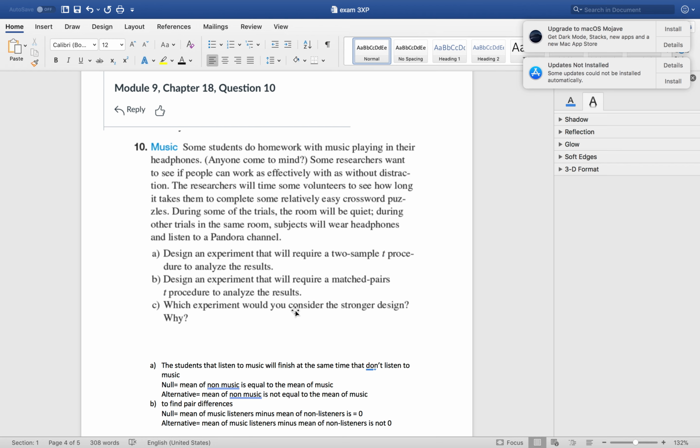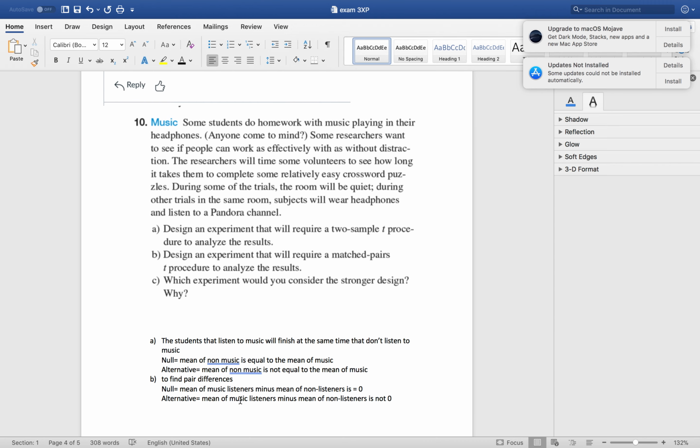For B, design an experiment that will require a matched pair T procedure to analyze the results. This means we are going to choose two similar studies and basically match them together and look at their data together as a match, if that makes sense. So what I said, it's basically to find the pair differences.